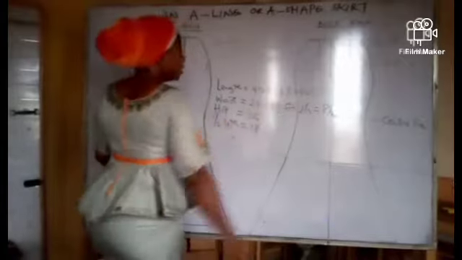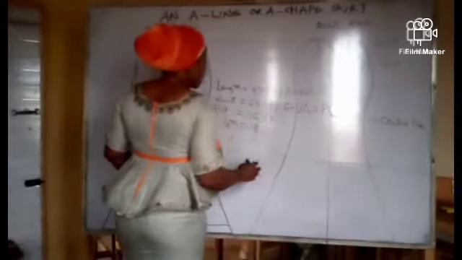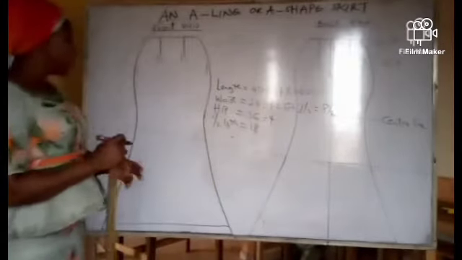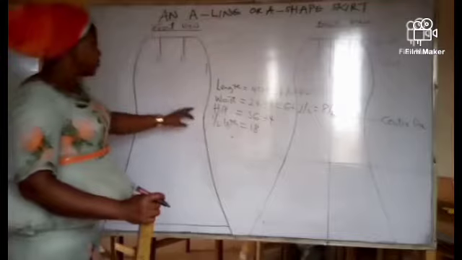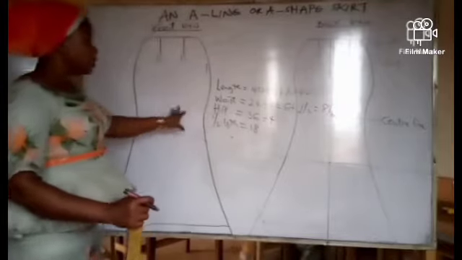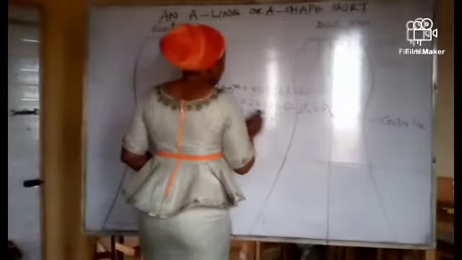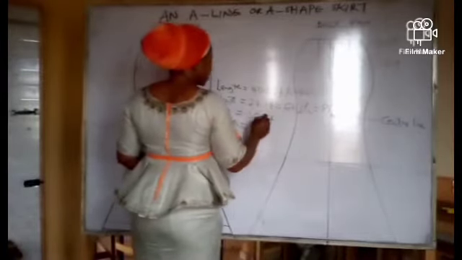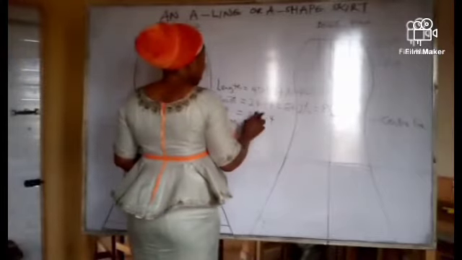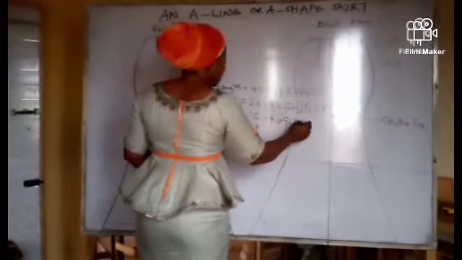Now we move to the hip. Hip divided by 4 also. We are going to divide our hip by 4 because we are going to fold the front of the skirt in 2 folds, and we are going to fold the back also in 2 folds. So 2 folds plus 2 folds, just like that of our waist, will give us 4 folds. So when you divide your 36 by 4, it will give us 9, plus 1, it will give us 10.